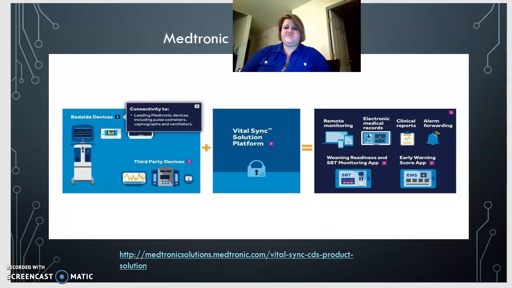All right, this is the Medtronic VitalSync application. It uses the connections from the third-party devices into the VitalSync platform, and then it pulls it all together, and then it puts it out into these devices. And I will now show you the video.